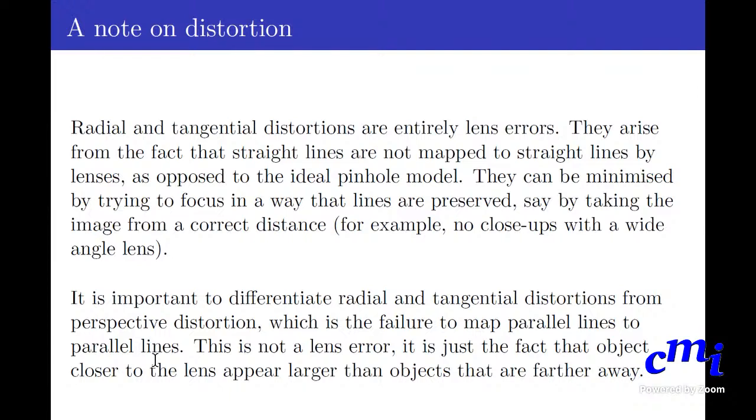So in your mind, it should be clear what perspective distortion is. The railway tracks not appearing parallel throughout the image, that's not radial or tangential distortion. That is simply perspective distortion. You cannot expect parallel lines to be mapped to parallel lines. So that is perspective distortion. And you should be able to recognize what is radial and tangential distortion so that you have hope of correcting it.